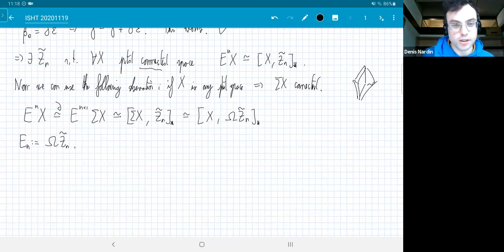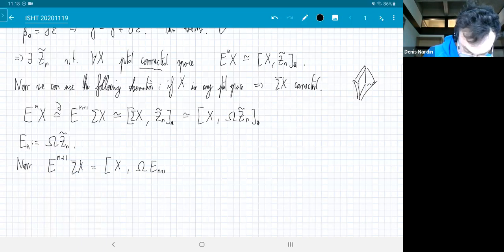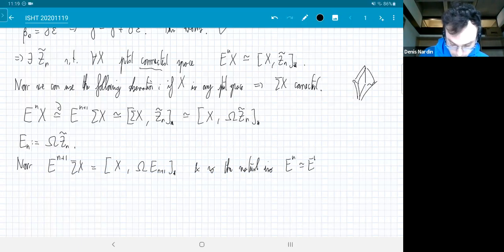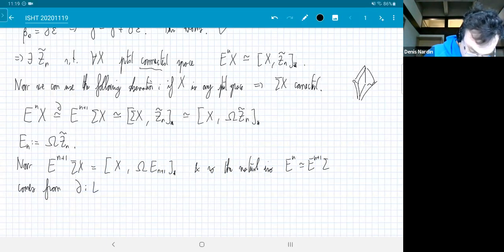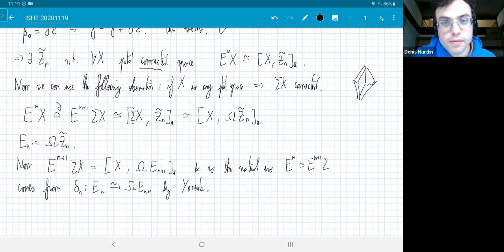I could give an example with ordinary cohomology. And now we have, as before, E^{n+1}(ΣX) is going to be maps from X to ΩE_{n+1}. And so by the natural isomorphism, E^{n+1}(Σ) comes from delta. Oh, sorry, you called it delta n, by Yoneda. And this ends the proof of the corollary.